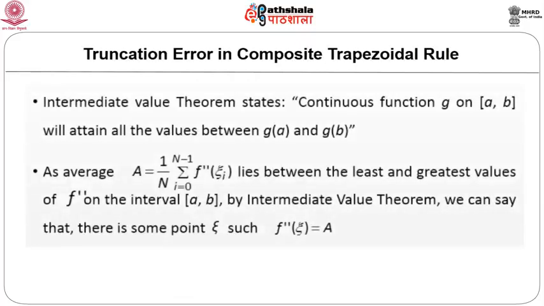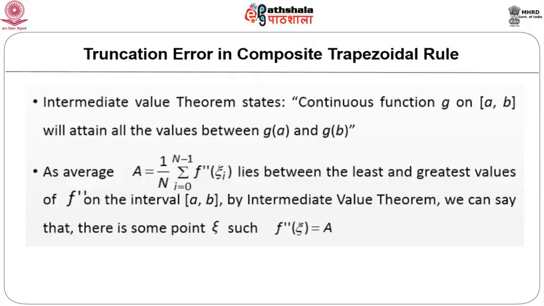Already when we learned the bisection method, we had talked about the intermediate value theorem. The intermediate value theorem states that if the function is continuous on the interval a b, then it will take all the values between g(a) and g(b). So, here again we apply this result. If the second derivative is continuous on the interval a b, then this term, which is the average of the values of the second derivative at some points, would be attained at some point within the interval.